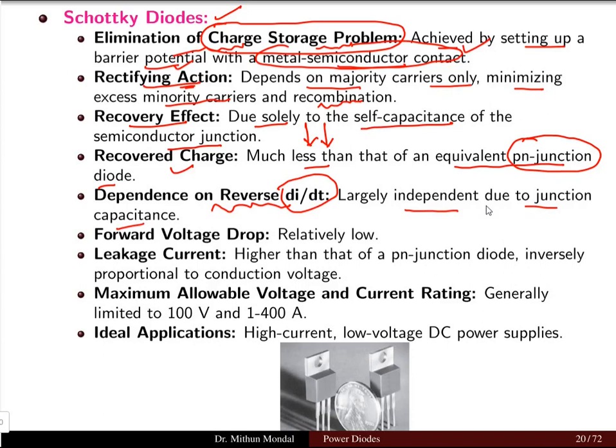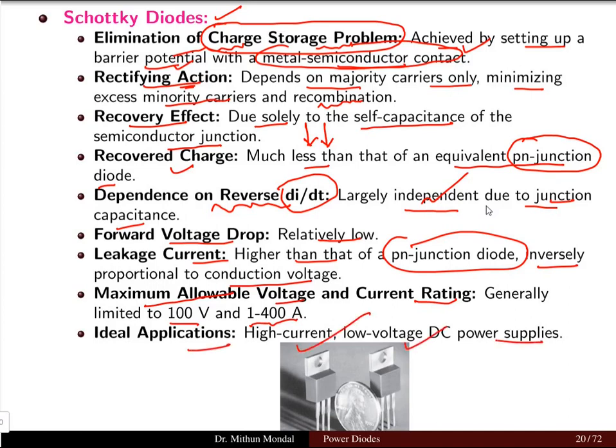So there is a junction capacitance, so it is independent. Forward voltage drop is relatively low and the leakage current is higher than that of the normal PN junction diode. It is inversely proportional to the conduction voltage. When we talk about the maximum allowable voltage and the current rating, generally they are limited to 100 volt and the current in the range 1 to 400 ampere. Their ideal applications are high current, low voltage DC power supplies.